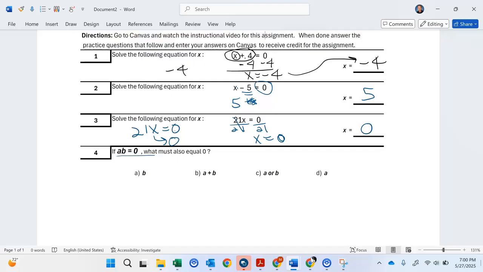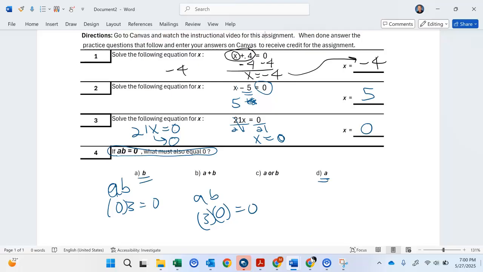So here's another one. If AB is equal to 0, what must also be equal to 0? Well, it could be either one. Maybe B could be 3, and A could be 0. Or maybe B is 0, and A is 3, and that equals 0.